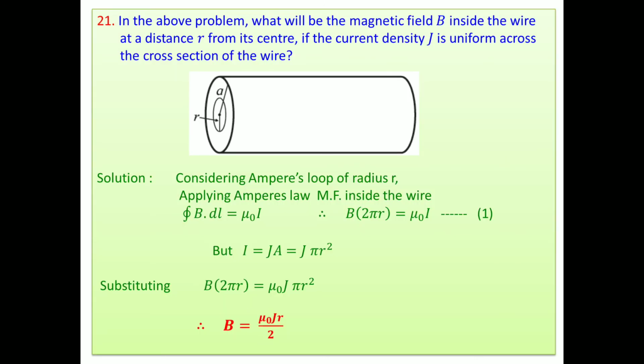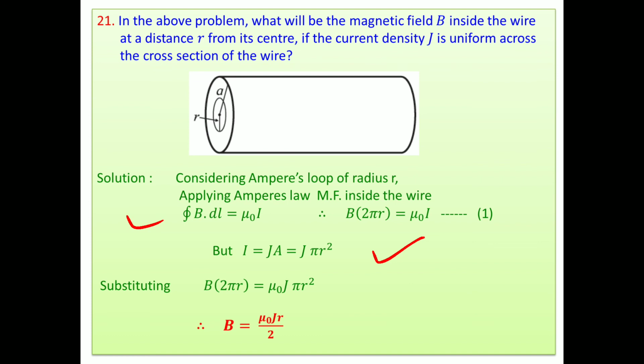Similarly, in this problem, what will be the magnetic field inside the wire at a distance r from the center if the current density J is uniform across the cross section? Considering Ampere's loop of radius r, applying Ampere's law, the same thing is given, B 2 pi r equals mu naught I, but I equal to J pi r square, again the same thing is there, and thereafter substituting the value, we get B 2 pi r equals mu naught J pi r square. And thereafter we get directly B equal to mu naught J r upon 2.